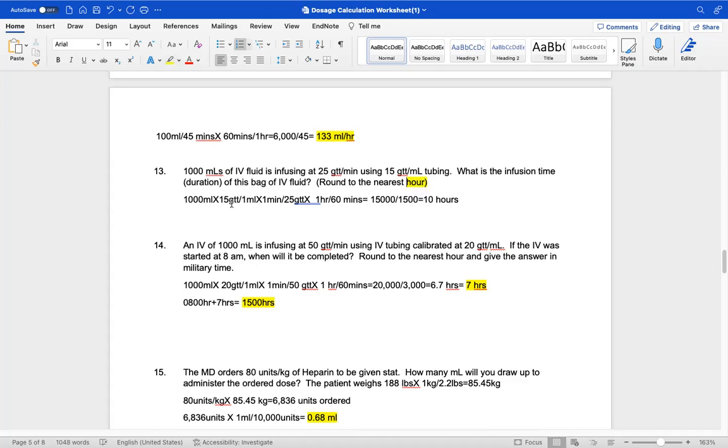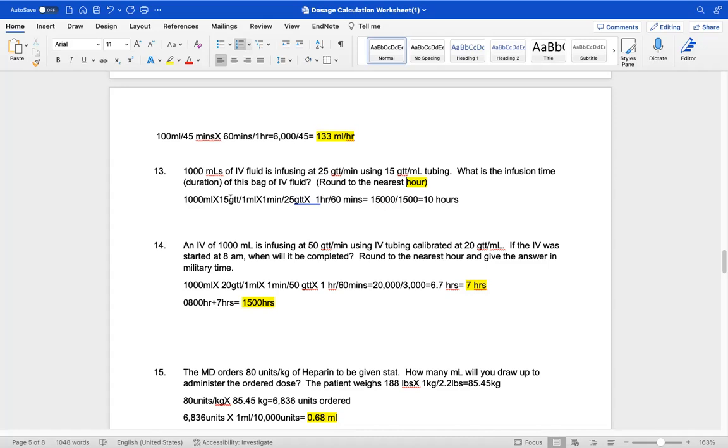We take that 15 drops per 1 mL, which is given to us up here. That is the tubing rate. And then we're going to take what the infusion rate is. So we've got 1 minute over 25 drops. Now we're going to take that a step further, because again, this is giving us minutes. We need hours. So 1 hour over 60 minutes.